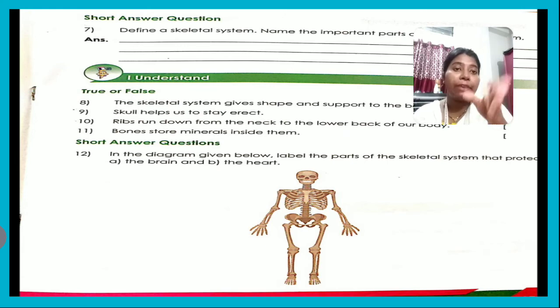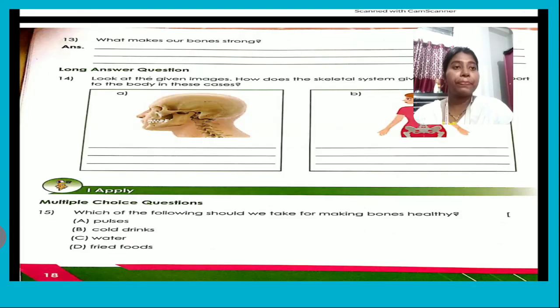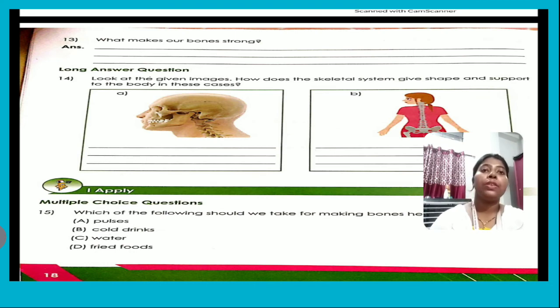You have to label it. You got the diagram. Just put a line according to the part, give an arrow, and then you write it. Clear? Okay. Next is, see, number 13. What makes our bones strong? So what makes our bones strong? The minerals inside it. Is it not? The minerals inside it make our bones strong.